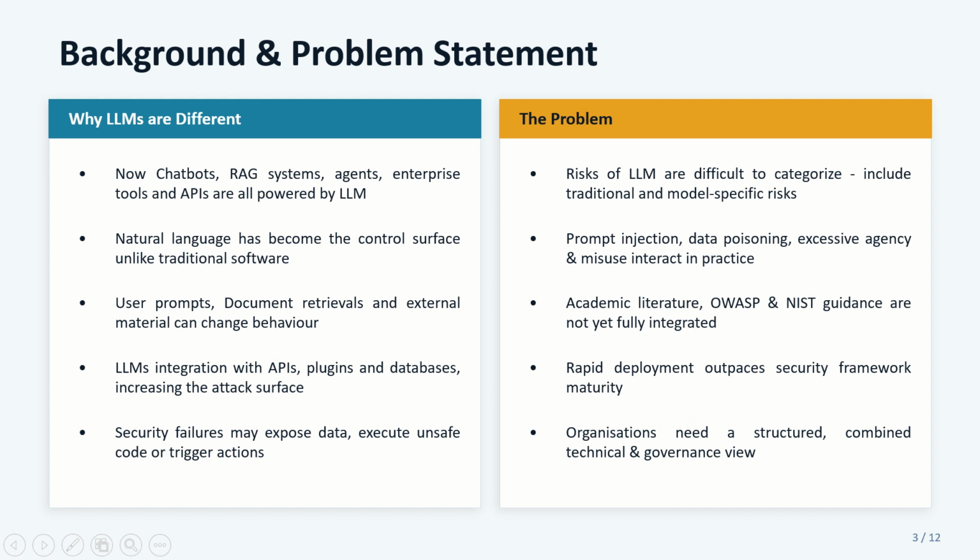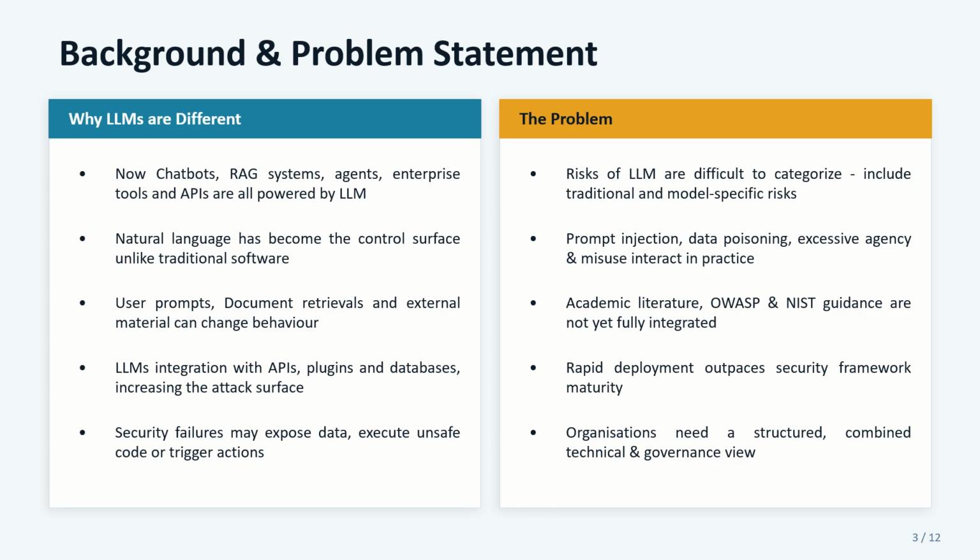First of all, if we talk about background and problem statement, the first thing we need to know is why LLMs are different. LLMs are large language models. Chatbots, RAG systems, agents, enterprise tools, and APIs are all powered by LLM models, like ChatGPT and Claude, and these are all phases of generative artificial intelligence. Natural language has become the control surface, unlike traditional software. User prompts, document retrievals, and external material can change behavior. This is all about the importance of LLMs.